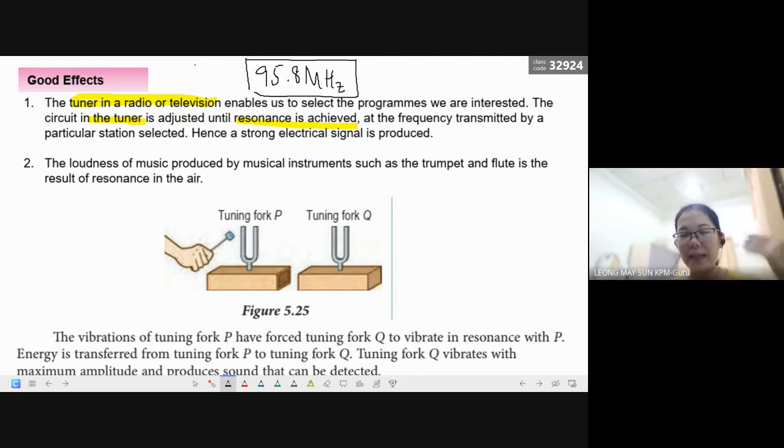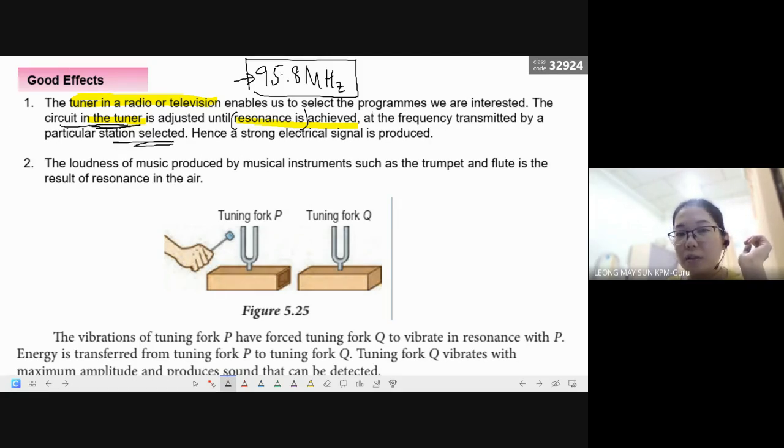So if you are located in Klang Valley, you just have to use your handphone or your TV or your car radio. You change the dial to 95.8, which means that you are trying to change the circuit inside your car radio or your handphone so that it is in resonance with Hits FM's frequency. All right. So the frequency transmitted by a particular station is selected.